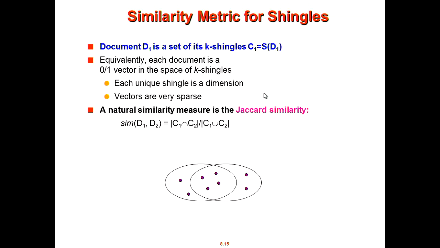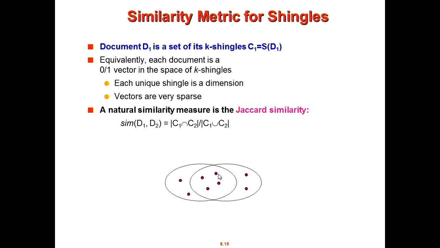Now we can use Jaccard similarity to compute the similarity of two documents. Given D1 and D2, their similarity can be computed by first using the k-shingle sets to represent each document, C1 and C2, and then computing the number of common k-shingles divided by the number of all the k-shingles in the two documents. Then the similarity can be computed. And the Jaccard distance is just 1 minus this similarity.